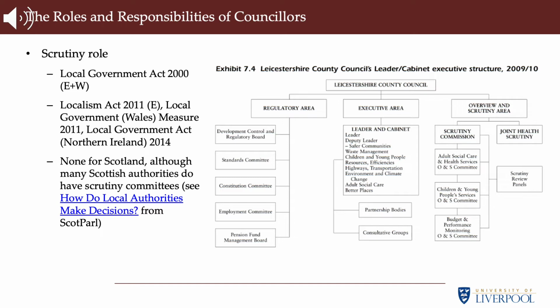Now, in Northern Ireland, there were provisions introduced in 2014 for new local authorities which took up their powers on the 1st of April 2015. These new authorities can choose between a committee system and a cabinet-based system. If they choose the latter, the cabinet-based system, they must appoint at least one overview and scrutiny committee.